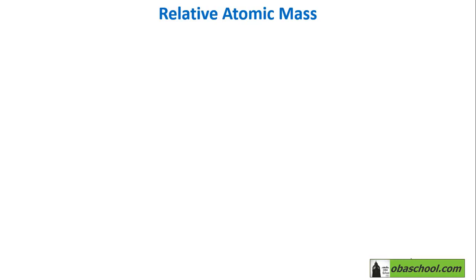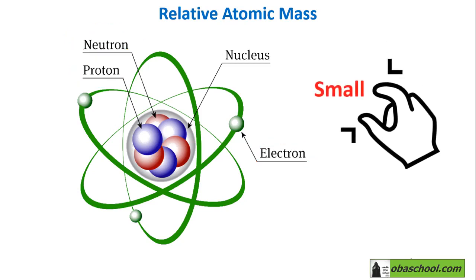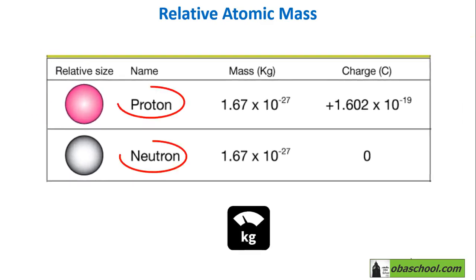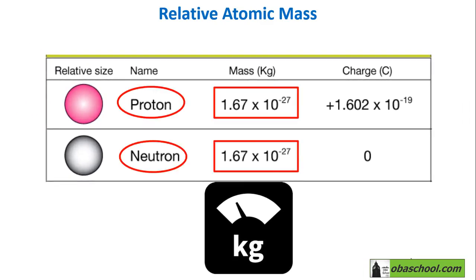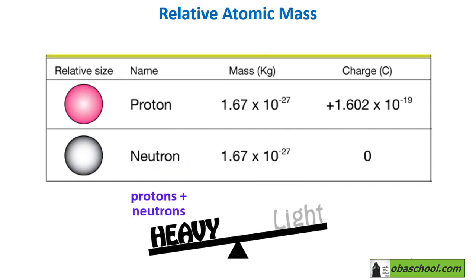Now we are going to discuss the relative atomic mass. If you have seen the video on the structure of the atom, you will know that protons, neutrons, and electrons, and therefore atoms, are all incredibly small and incredibly light. For example, a proton and a neutron weigh approximately 1.7 times 10 to the minus 27 kilograms, and these are both about 2,000 times heavier than an electron.